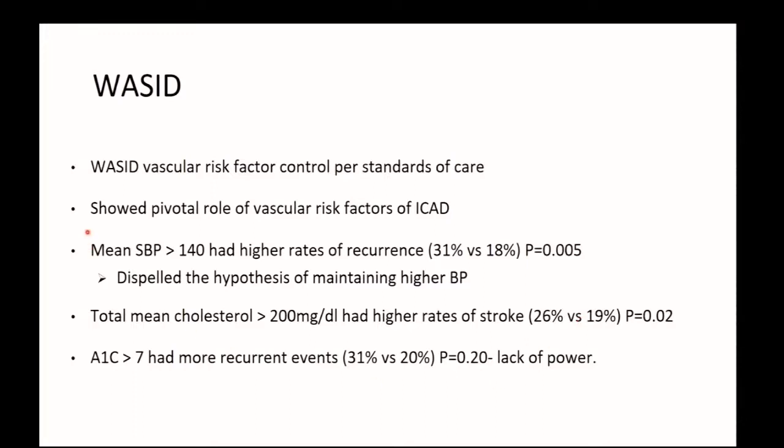We noticed that people who were able to maintain their systolic blood pressure less than 140 had a lower rate of recurrence. And that was statistically very significant, 31 versus 18%, maintaining your blood pressure less than versus more than 140 on clinic follow-ups. And this idea dispelled the hypothesis of maintaining higher blood pressure.